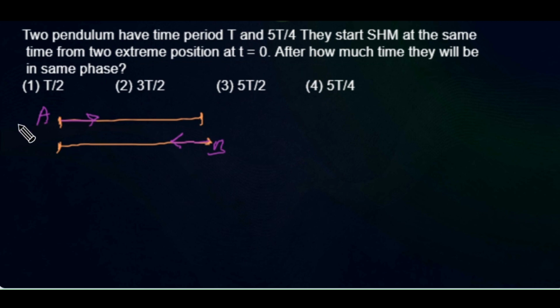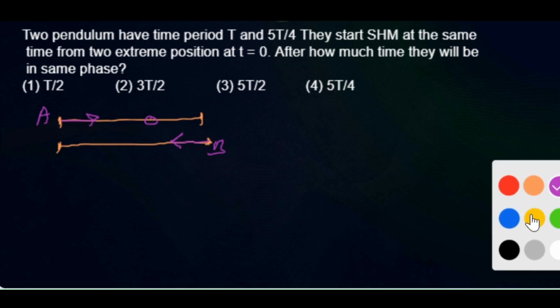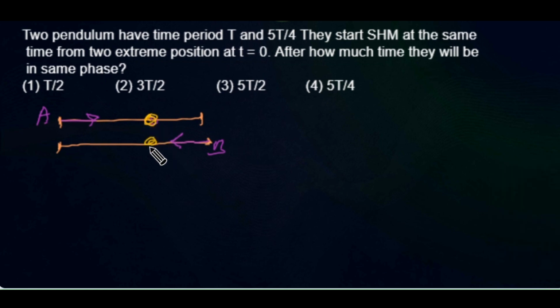So it's not that when A reaches the right end, B is going to reach the left end at the same time. It's not the same. So there might be a chance that after multiple rotations, or even after a single rotation, they are going to meet at a point. They would meet at a certain point and they are going to move in the same direction also. Then only we can say they are in the same phase again, right?